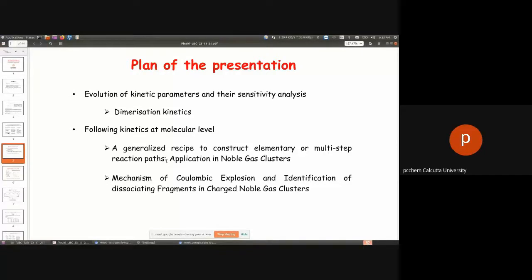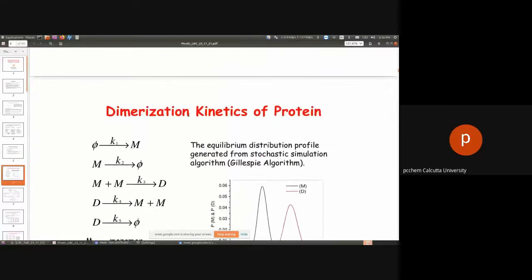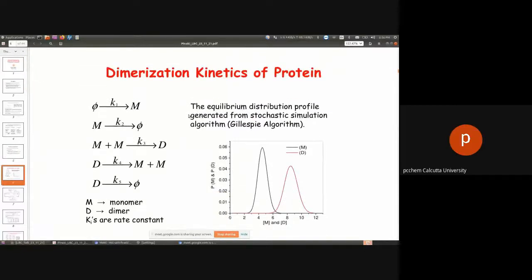Okay, so this is one problem where I'll be using, of course, theoretically these are a bit difficult to handle, so I'll be using very simple systems like noble gas clusters, say argon clusters, xenon clusters, and so on. And as I've been telling you, I'll be speaking a little bit about Coulombic explosion and how we can match our theoretical results with experiments. Okay, so with this, let me go over to the first scheme, the dimerization kinetics of a protein.